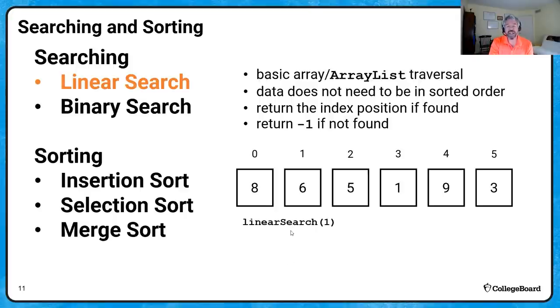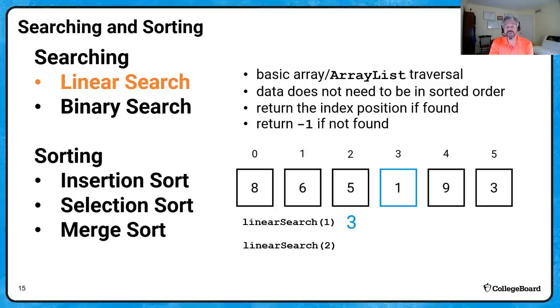Let's say I call a linear search method with the value 1. We're going to do just a basic array traversal. Let's assume we're looking at an array, not an ArrayList. We're going to start at index position 0, and we're just going to traverse through our array comparing element by element until I find a match with the value that I'm looking for, my target. And as soon as I find a match, I'm looking for the value 1, I found the value 1 at index position 3. We're going to return the value 3, and that's the end.